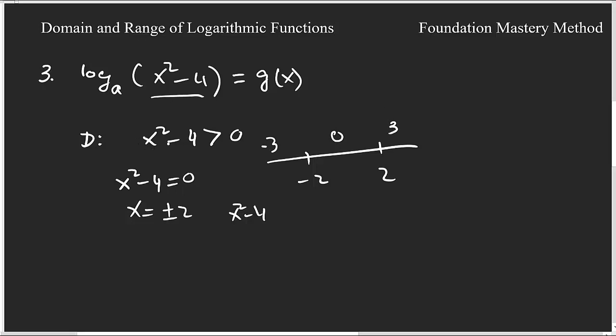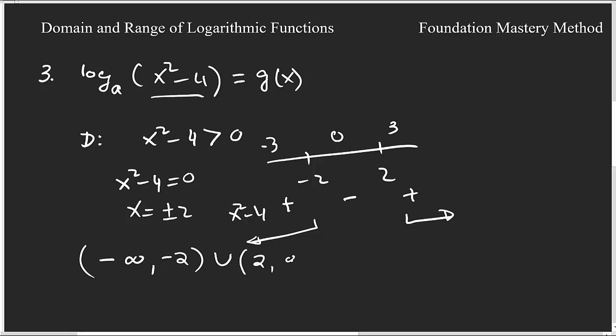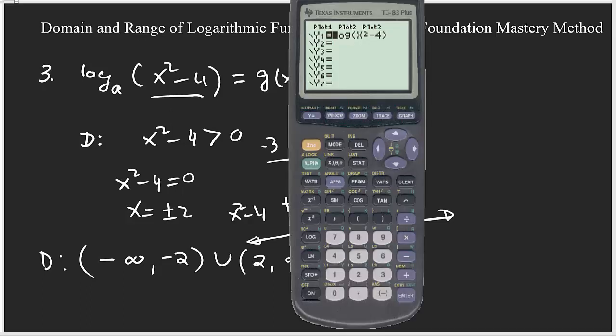If I plug negative 3 here, you get 9 minus 4, that gives me positive. When I plug in 0, I get a negative. When I plug in 3, I get a positive. So that means my domain will be this side and that side. So this side will be negative infinity to negative 2, and then the other side will be 2 to infinity. So this is your domain, and the range again will be all real numbers, negative infinity to positive infinity.